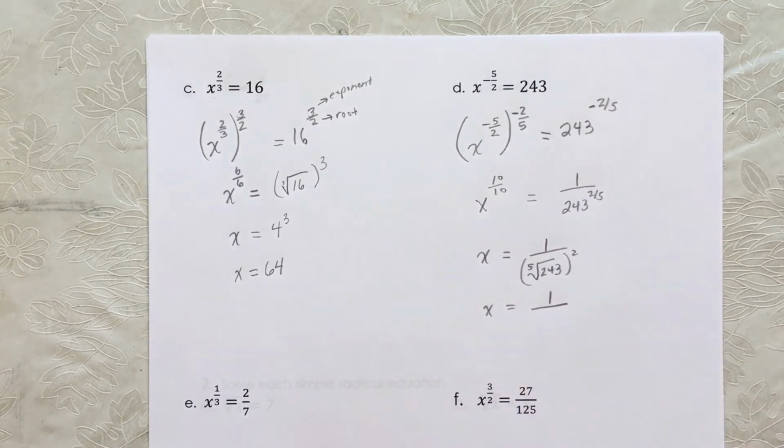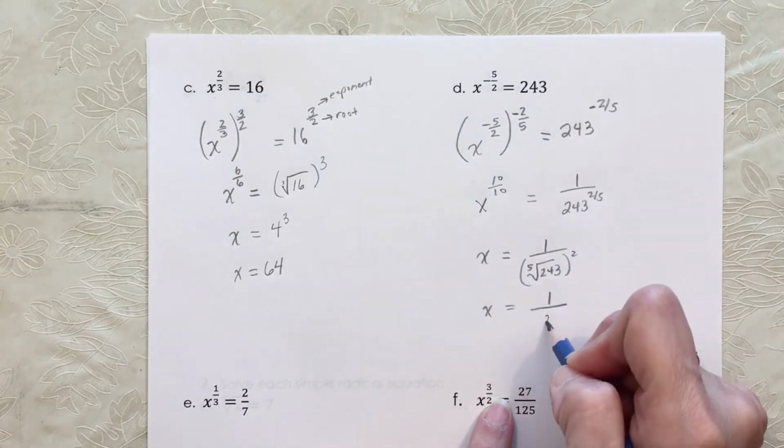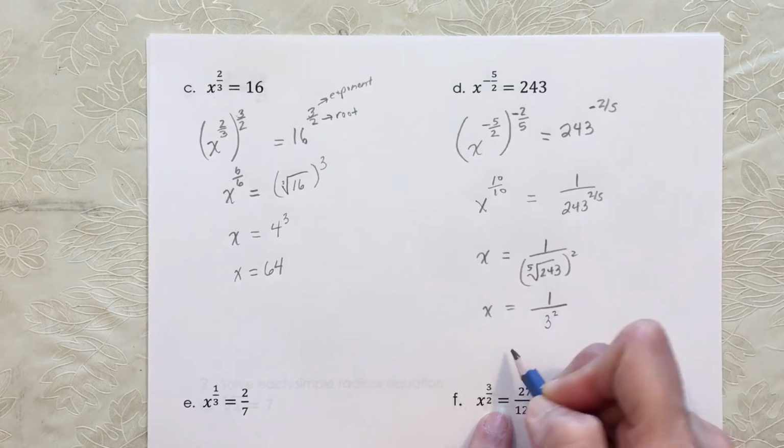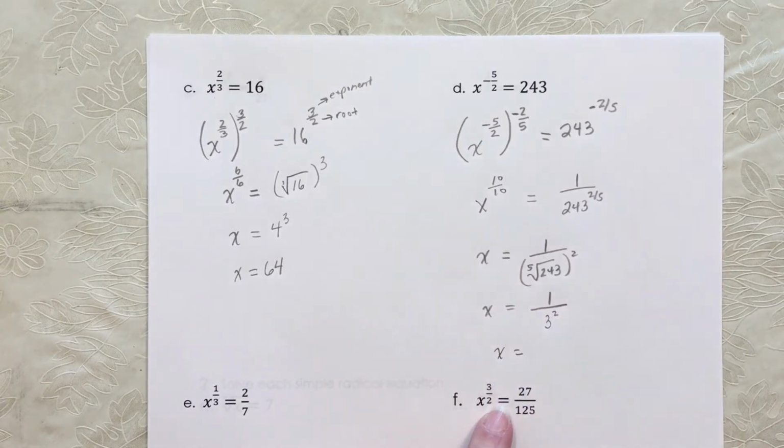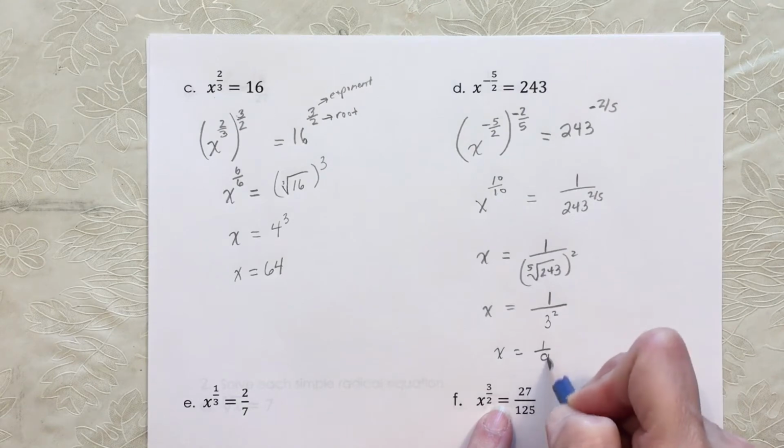So what's the 5th root of 243? So try 2 to the 5th. That's 32. 3 to the 5th is 243. So the 5th root of 243 is 3, but that's still being squared. So we're going to end up getting x is 1/9.